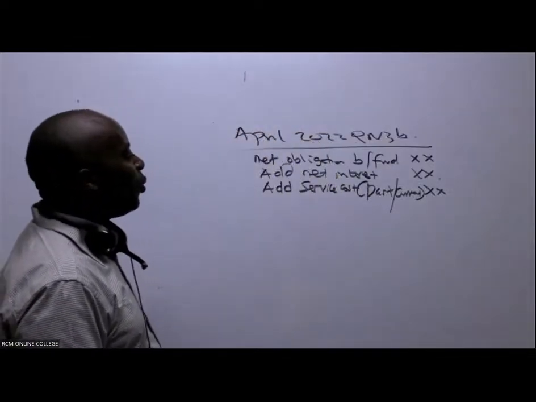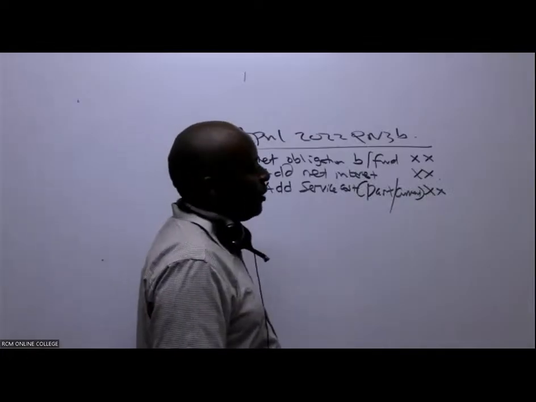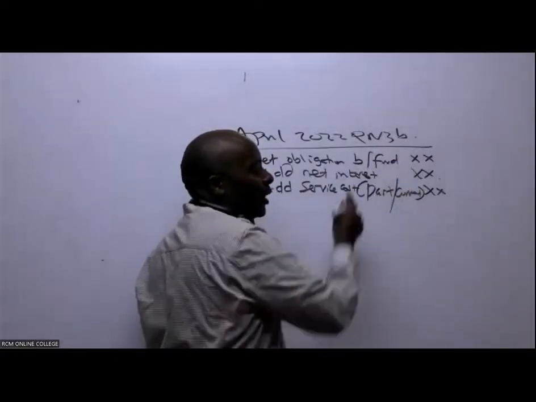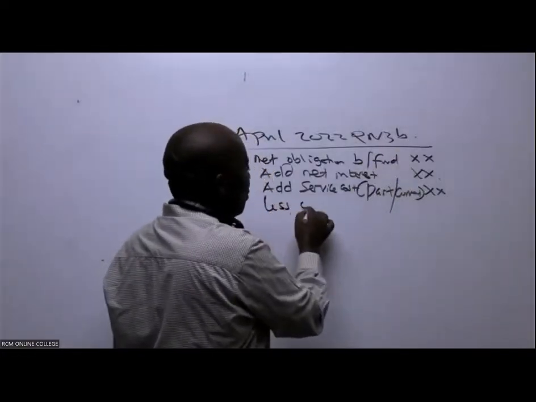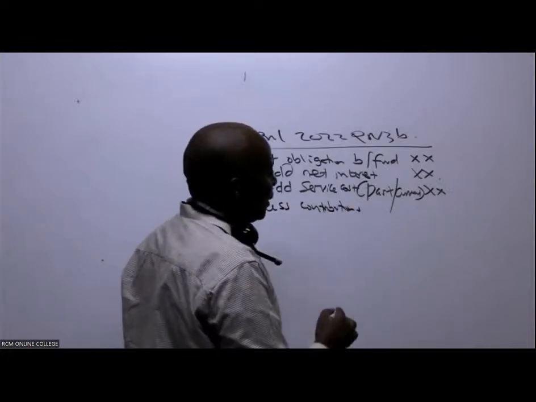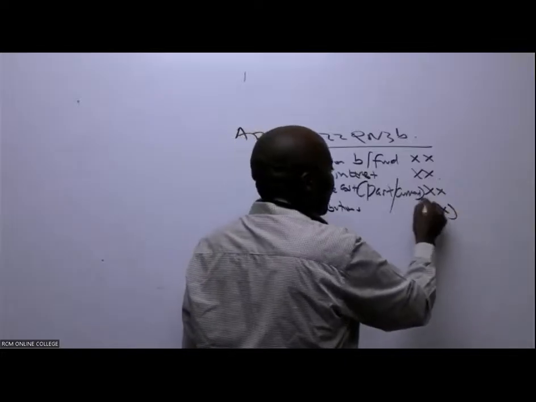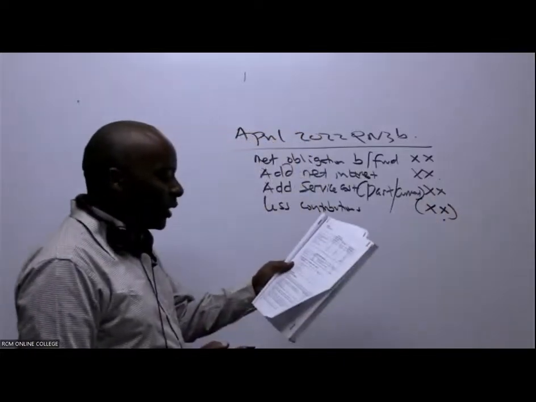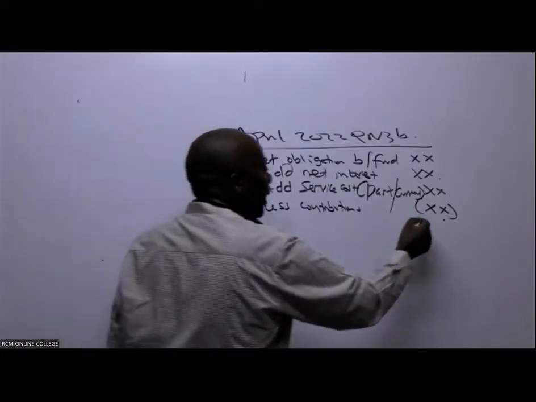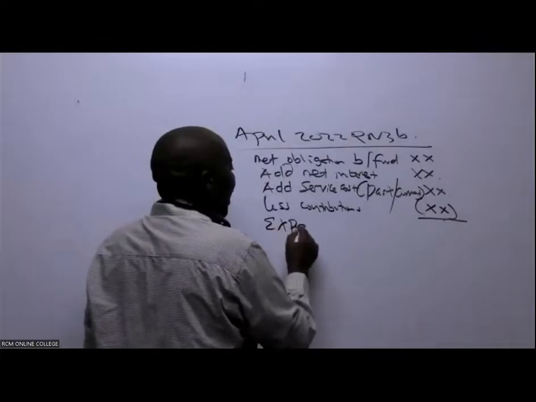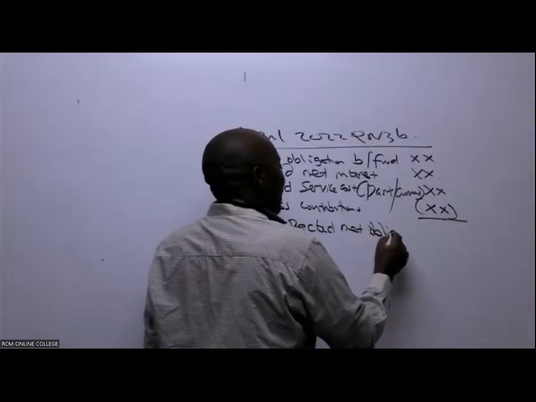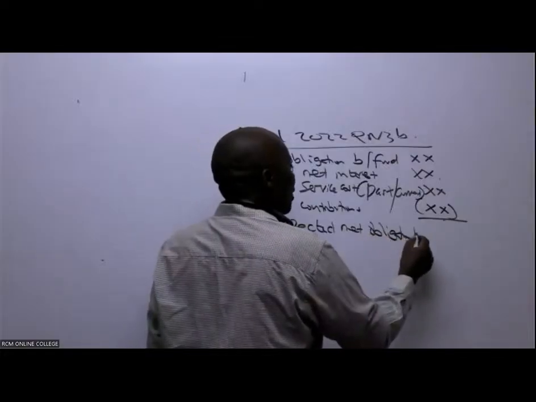So as a company, when you make contributions to the scheme, the contributions will always reduce the obligation. So you less contributions made to the scheme. Once you less that, ladies and gentlemen, there is nothing else that you expect apart from what we call expected net obligation carried forward.